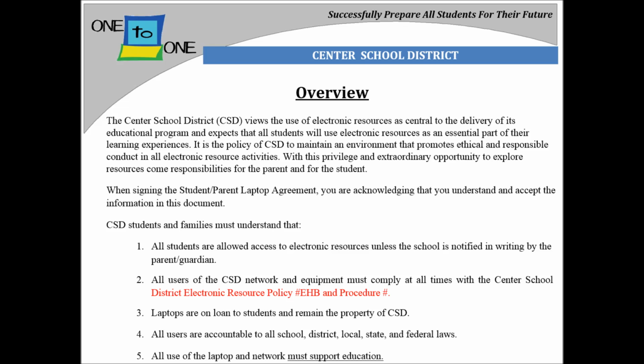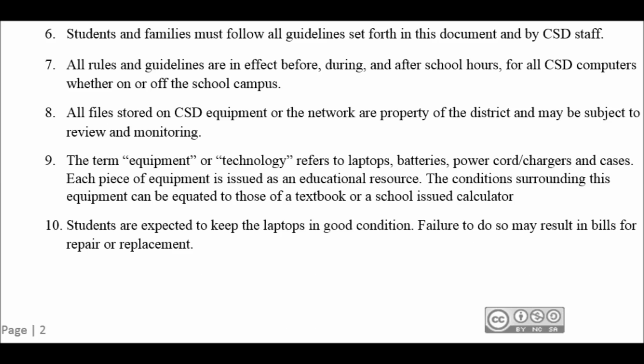Laptops are on loan to students and remain the property of Center. All users are accountable to the school, district, local, and federal guidelines. All use of laptop and network must support education. Students and families must follow all guidelines set forth in this document and by Center staff. All rules and guidelines are in effect before, during, and after school hours for all Center School District computers, whether on or off campus. All files stored on CSD equipment or on the network or property of the district may be subject to review and monitoring.